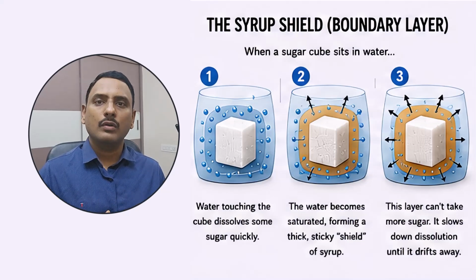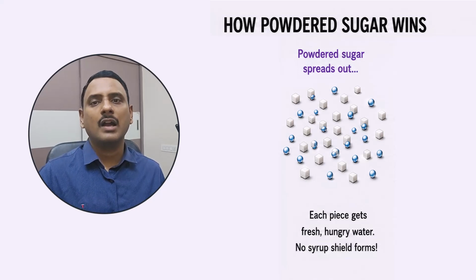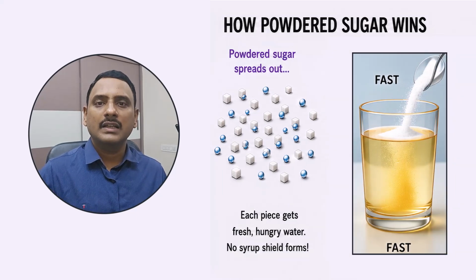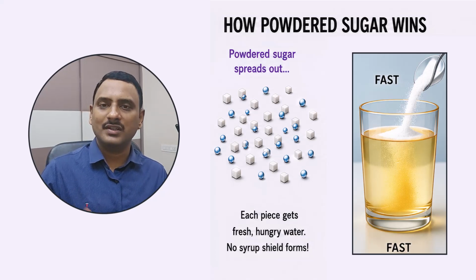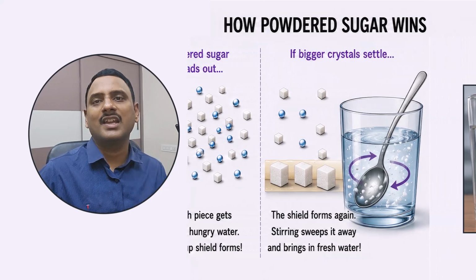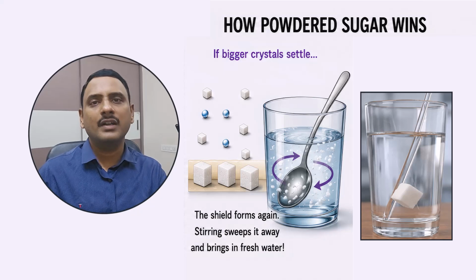But when you pour in granular or powdered sugar, something entirely different happens. The tiny crystals scatter everywhere inside the water. Almost every single piece is instantly hugged by fresh water, the hungry solvent. Because they are spread out, that thick syrup shield never gets a chance to form. The water just pulls the sugar molecules apart instantly to form the solution. If the crystals are slightly bigger and settle at the bottom, the shielding starts forming again. This is exactly why stirring helps. Stirring sweeps away that sticky syrup shield and lets fresh solvent rush in.